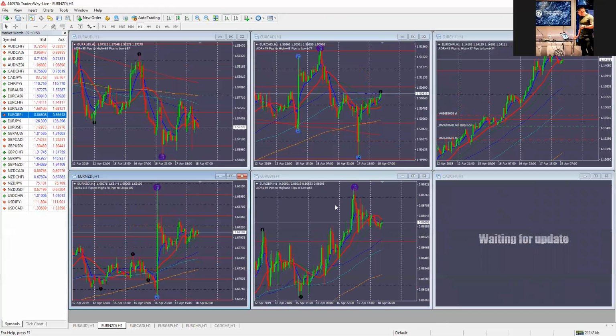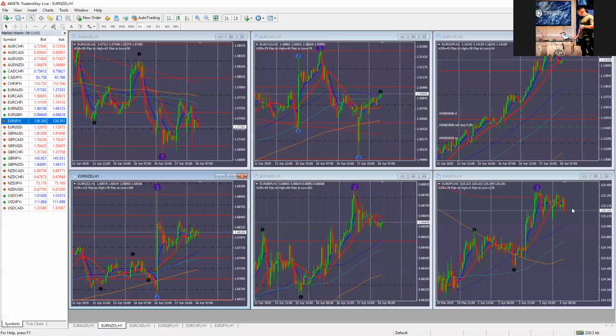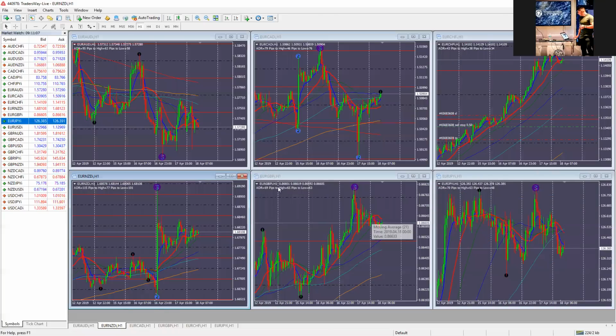Euro GBP is what we're going to be looking at, because there's going to be Euro and the GBP fighting against each other. So we're going to see whether Euro is going to be stronger over GBP, or GBP is looking to be stronger over Euro.